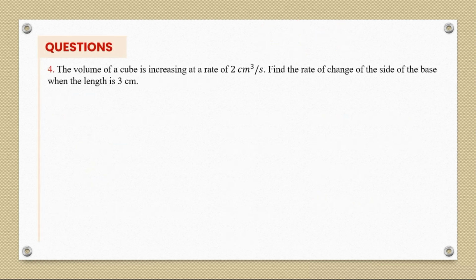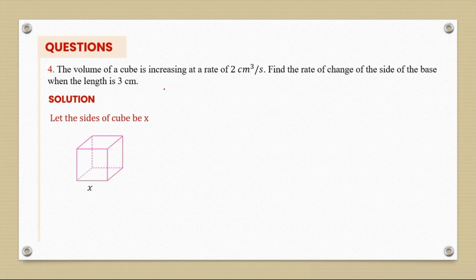Alright, so next we're being told that the volume of a cube is increasing at a rate of 2 centimeters cubed per second. Find the rate of change of the side of the base when the length is 3 centimeters. So that means we're going to draw the cube also. Now we're going to let the sides of the cube be x. And we've been told that the volume is increasing at 2 cubic centimeters per second. So we have dV/dt already given.